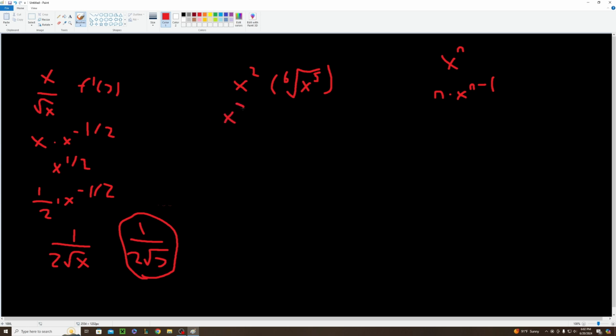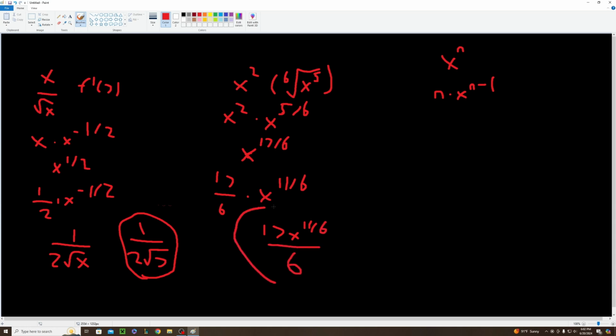Now for this one, it's very similar. So we just do x squared times x to the 5th power, but it's to the 6th root, so it's x to the 5/6. Multiply, and then we get x to the 17/6. And then we can use the power rule. 17 over 6 times x to the 11/6, I believe. And then we just simplify: 17x to the 11/6 all over 6. And that's our final answer. And that's pretty much how you do the power rule.